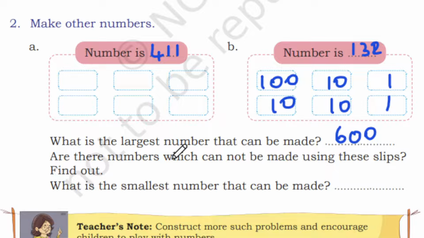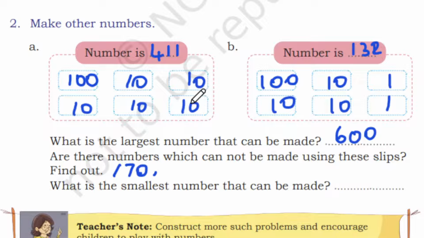Next, are there numbers which cannot be made using these slips? Yes, there are some numbers. For example, if you have 170, there are many numbers actually. If you write 170, you can fill 100 here, but you have to fill 70. So 1, 2, 3, 4, 5. How many tens are there? 1, 2, 3, 4, 5. There are only 5 tens, but we need 7 tens, right? So this one also we cannot fill. 180 also we cannot fill. Likewise, we have many numbers.